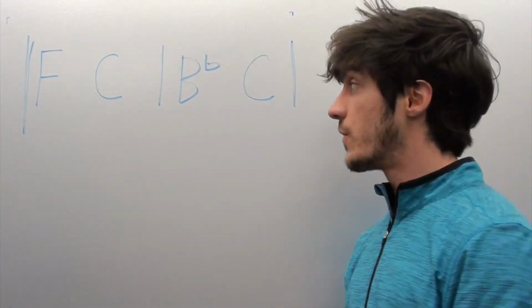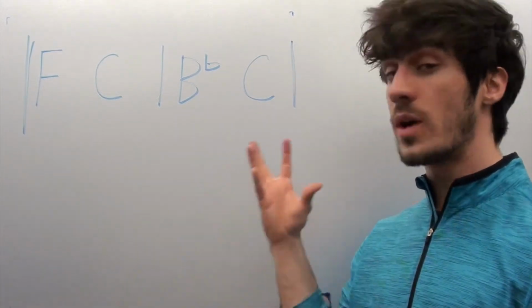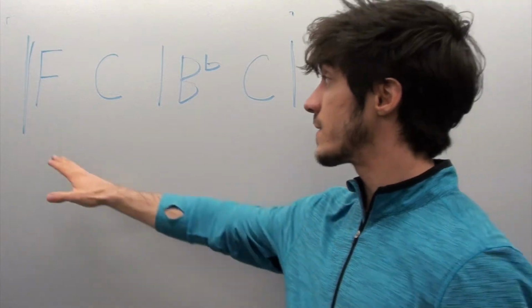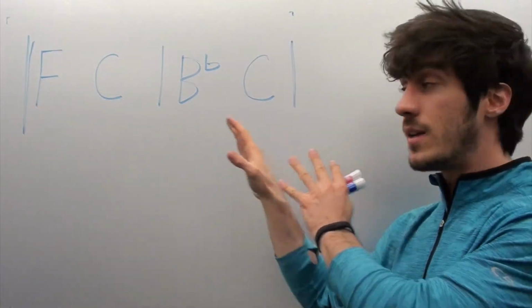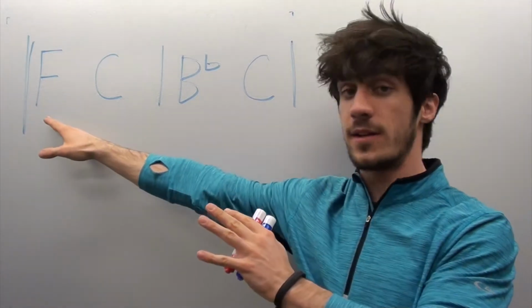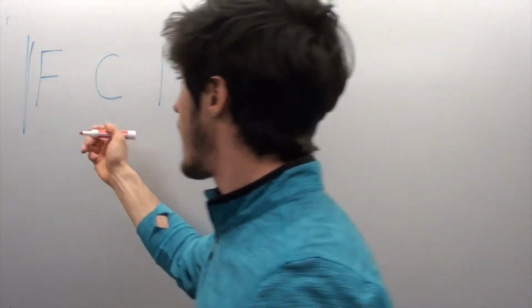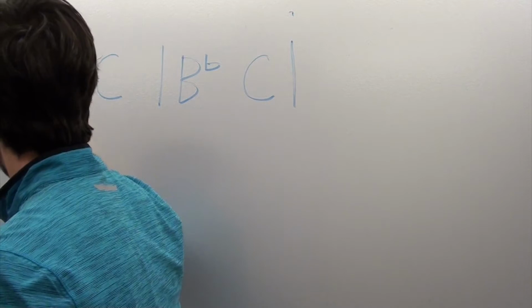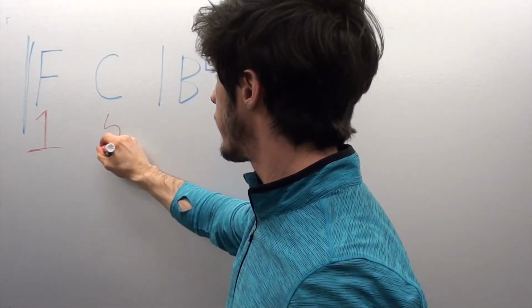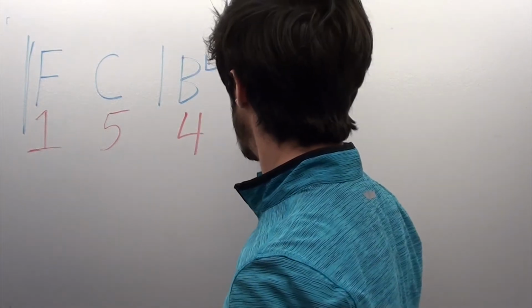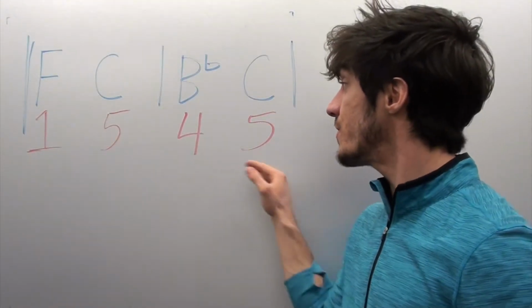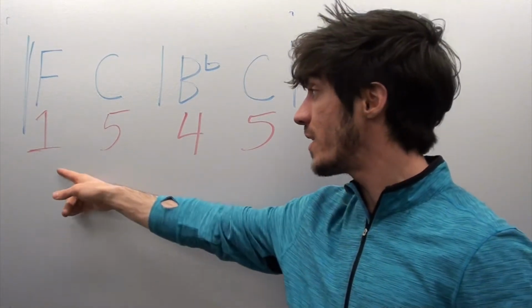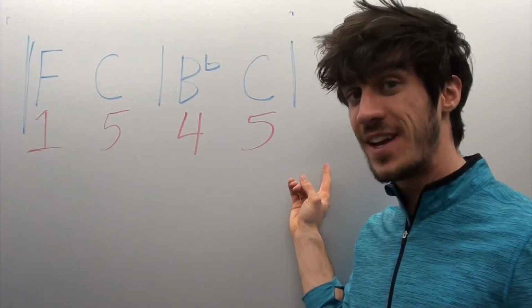So the way to use the Nashville number system, the first thing you need to know is what key you're in. So in this case, I'll tell you, we're in the key of F. Once you know that, you can assign numbers to all the chords in the progression. So if we're in the key of F, F becomes our 1, because that's what the key is named after. Then C becomes our 5, B flat becomes our 4, and C is also a 5. Now you have numbers instead of chords.